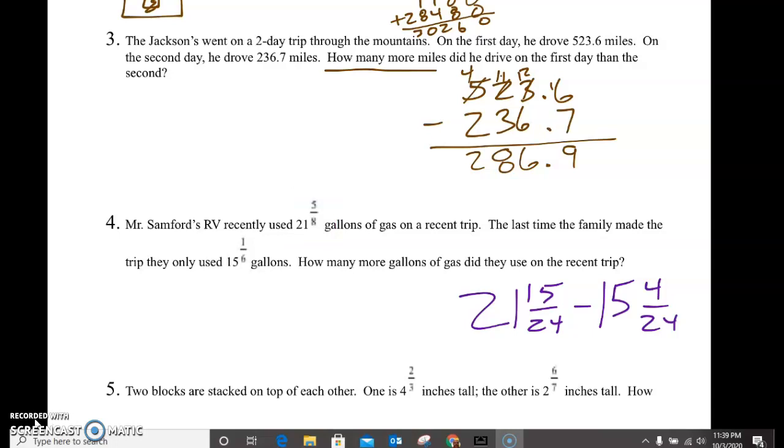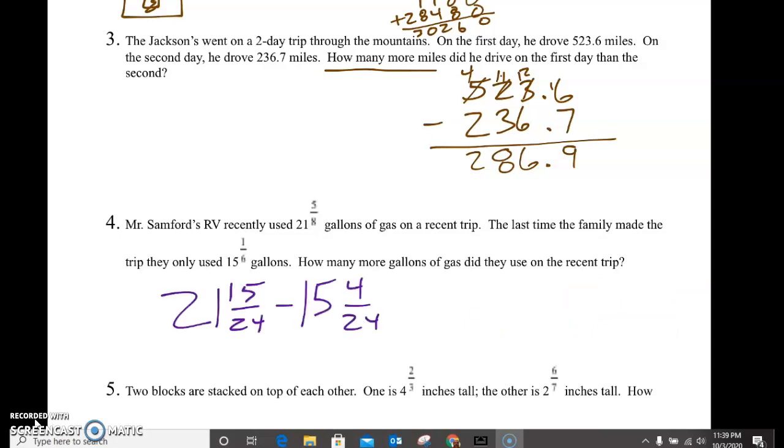I'm going to see if I can move that. I know there's a way. There we go. There. We don't have to borrow anything on this. Because that first fraction, the 15/24, is larger than the 4/24, we don't have to borrow. So we can actually just subtract without turning these into improper fractions. It's whenever we have to borrow something from the first value, the 21 15/24.